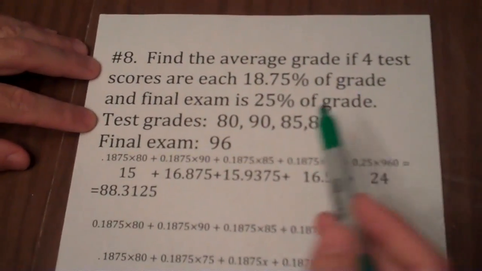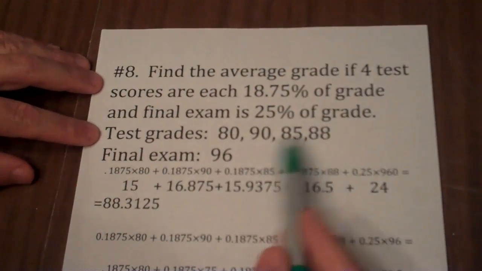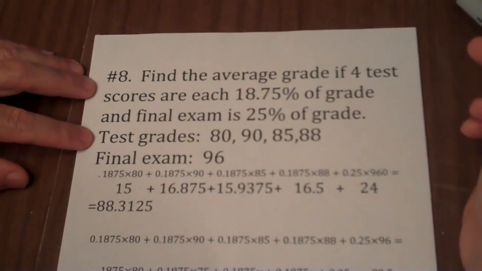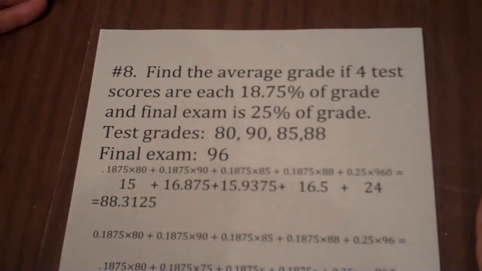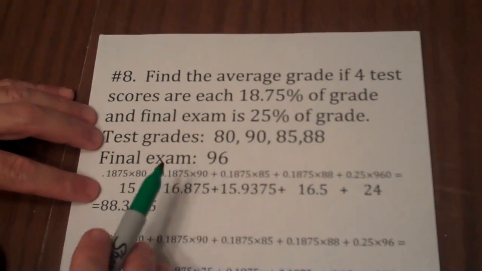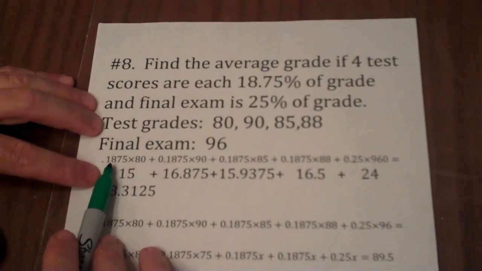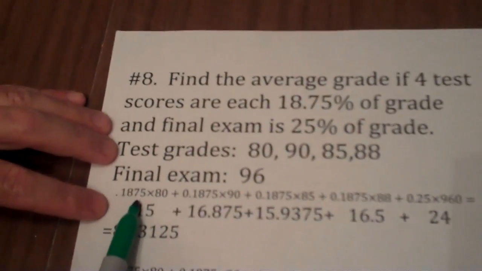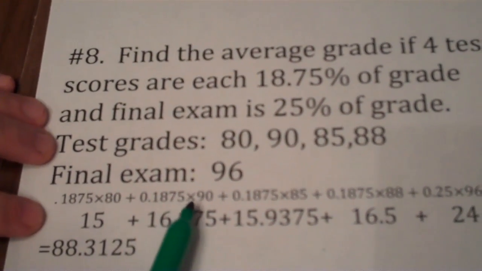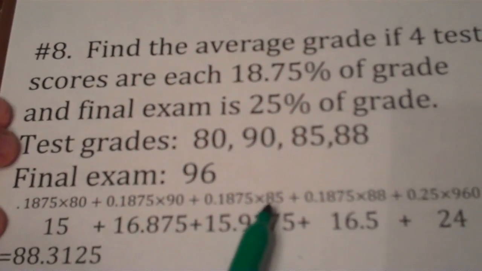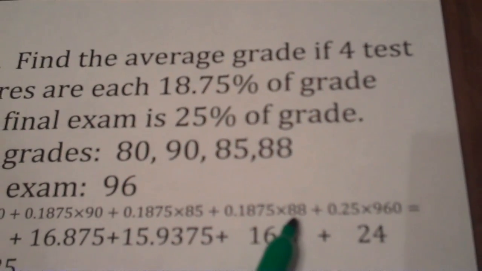In other words, let's assume that you had these 4 test scores, 80, 90, 85, and 88, and got a 96 on the final exam. How would you actually calculate the final grade? In this case, what you would literally do is take 18.75% of each score. So in decimal form, that'd be 0.1875 times 80, plus 0.1875 times 90, 0.1875 times 85, and 0.1875 times 88.